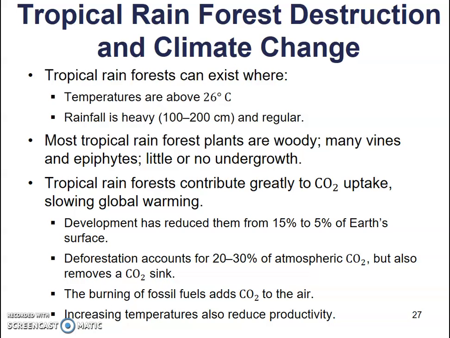Tropical rainforests contribute greatly to carbon dioxide uptake, which slows global warming. Development, however, has reduced them from about 15% of Earth's surface down to about 5% of Earth's surface. Deforestation accounts for 20 to 30% of atmospheric carbon dioxide, but also removes a carbon dioxide sink, so a place to store that carbon dioxide. The burning of fossil fuels also adds carbon dioxide to the air, which increases temperatures and also reduces productivity.